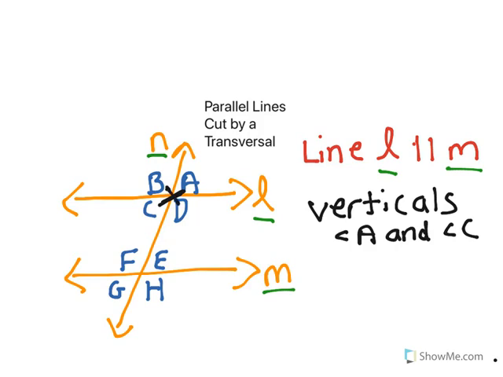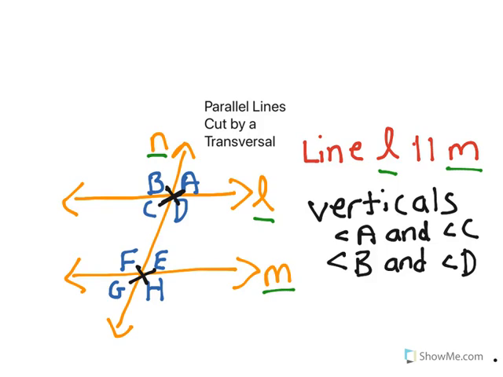Also, angle B and angle D would be considered vertical angles. And by the same token, angles E and G are vertical angles. And also angle F and angle H are vertical angles. So that means if we know what A is, we also know that C is the same thing. If we know what D is, we know that B is going to be the same as that. So those are what are called vertical angles.